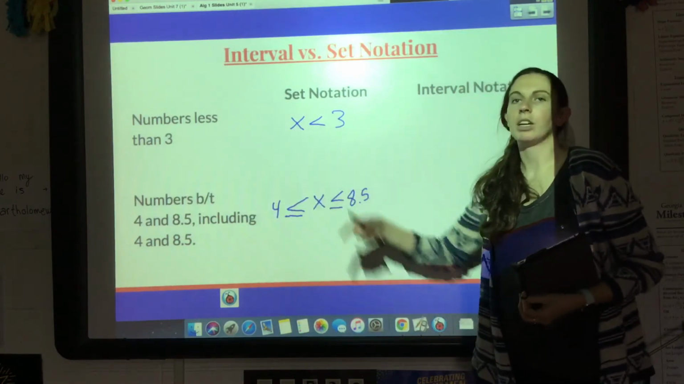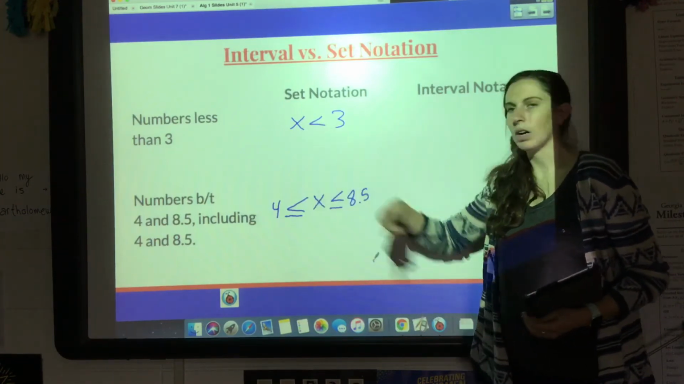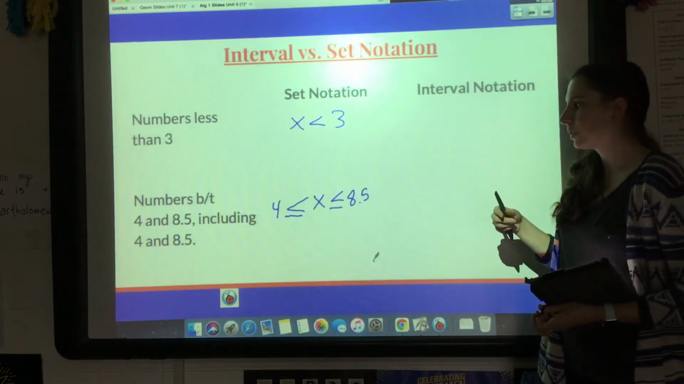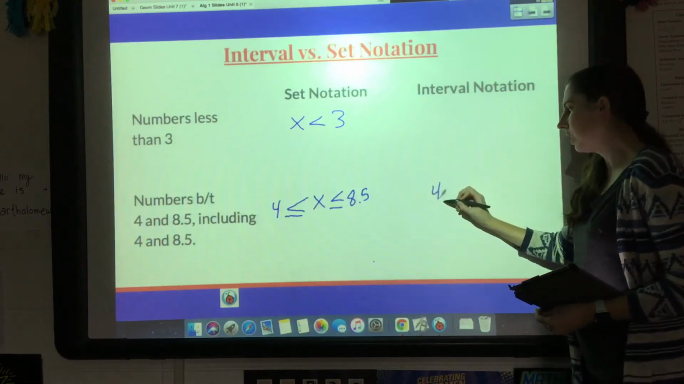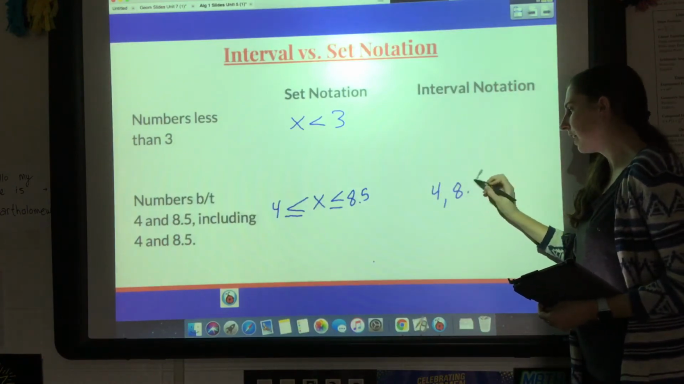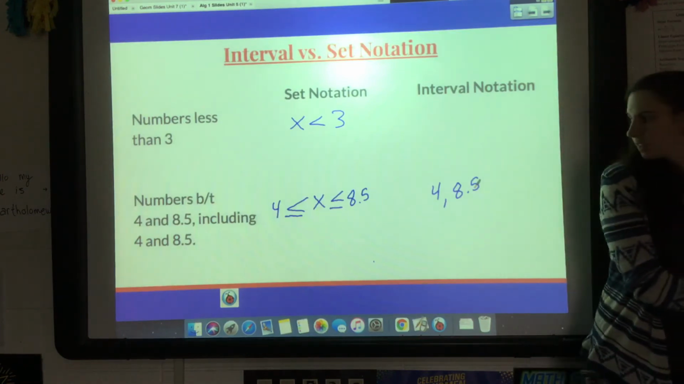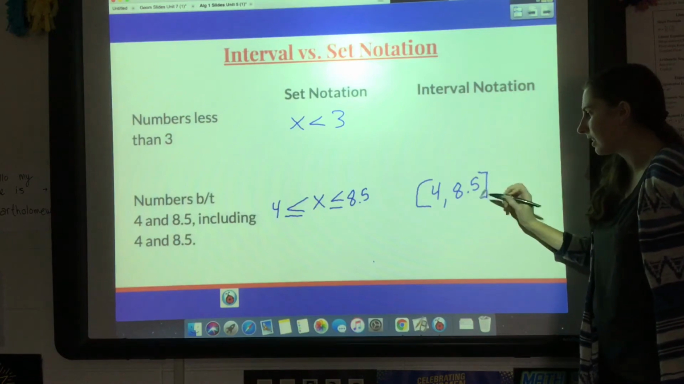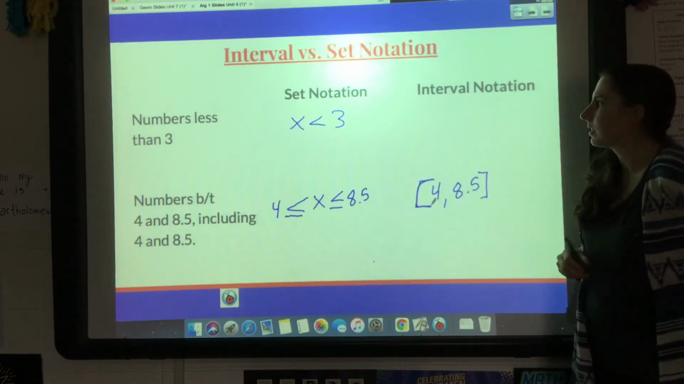This is called set notation. You just use x to represent a generic number, and you use inequality signs. Interval notation is when you write it as an interval. So if I want the numbers from 4 to 8.5, I write 4 to 8.5, and you write a comma in between to represent the word to. If it includes the endpoints, you do brackets. If it doesn't include the endpoints, or it's an infinity, you do parentheses.